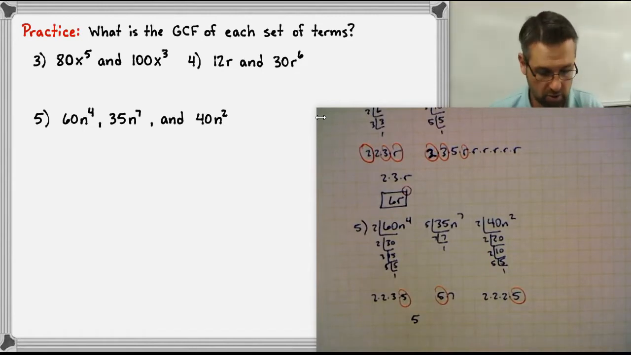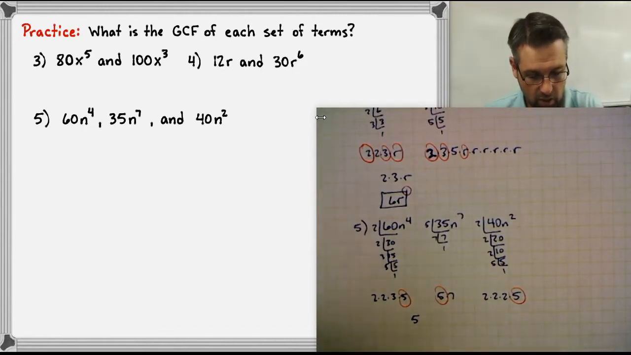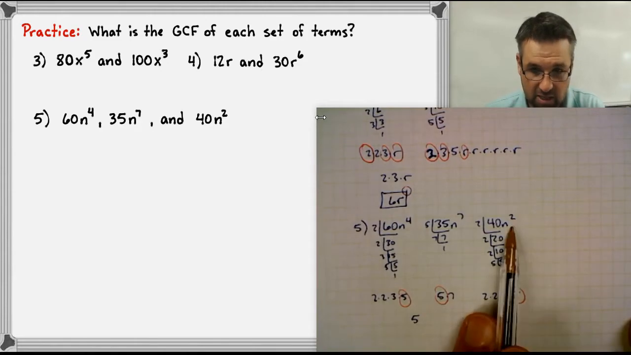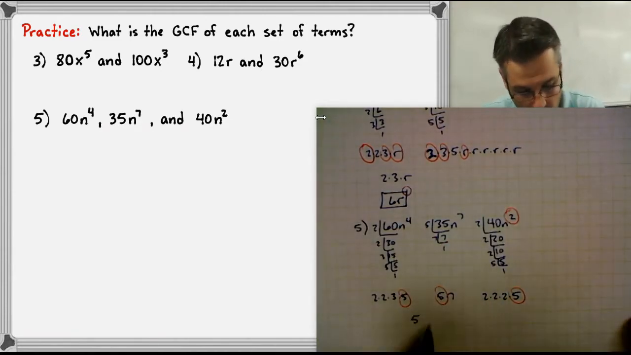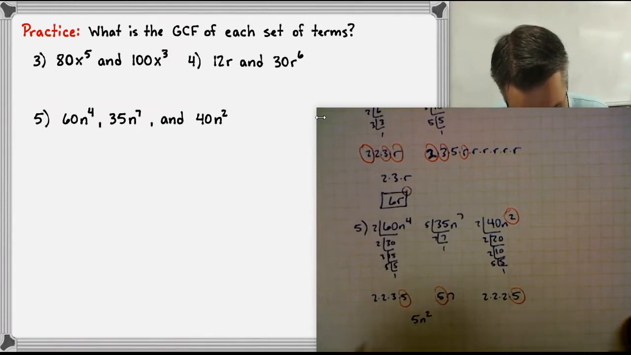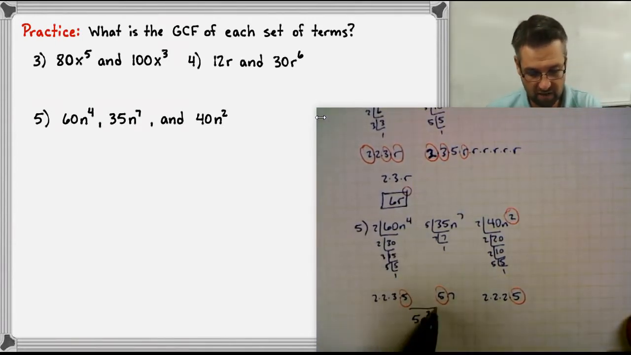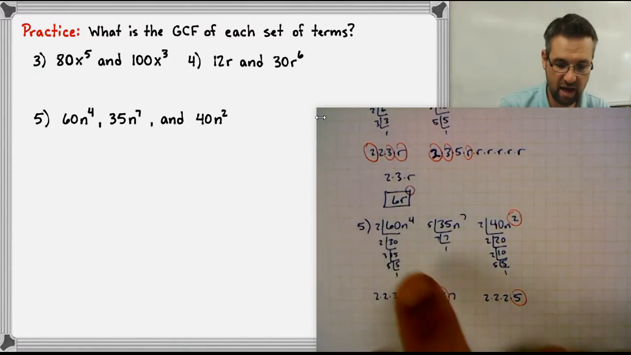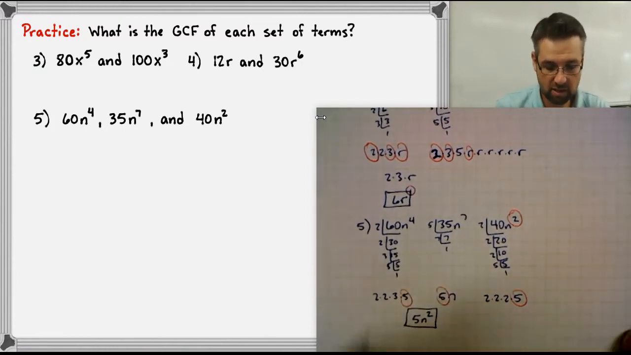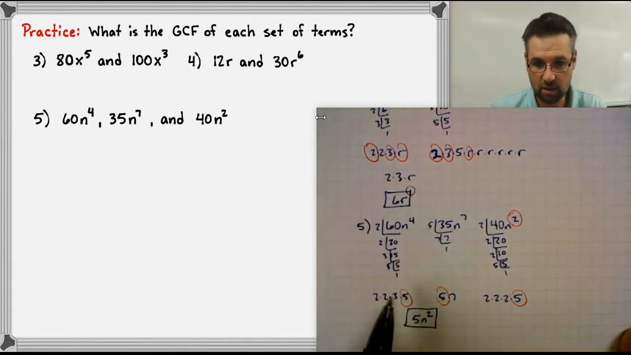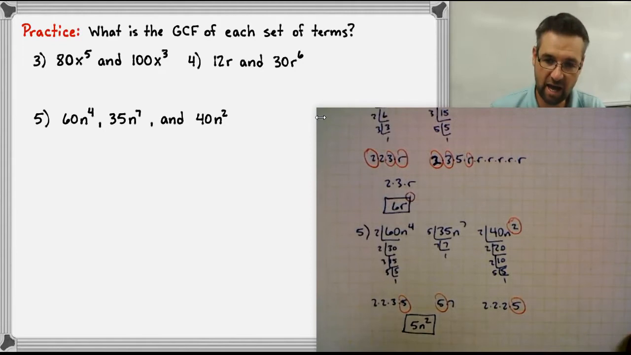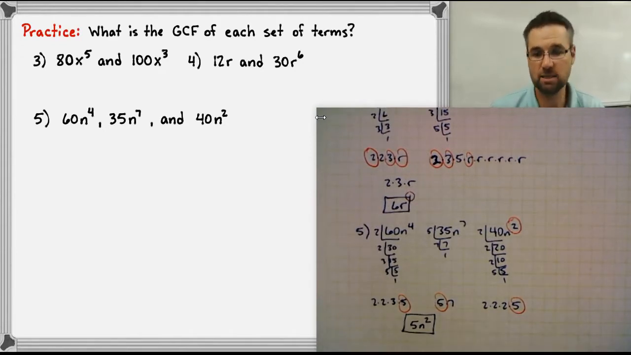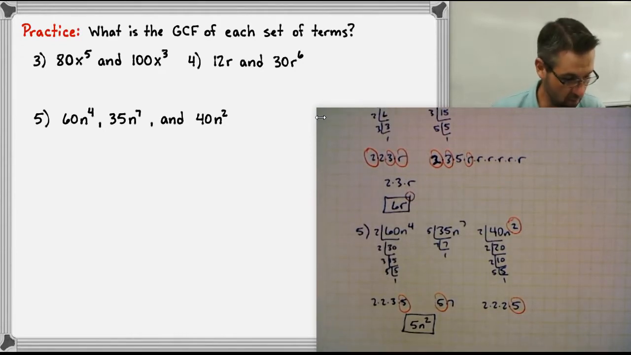What about the variables? Based on what we just talked about, we look at the lowest exponent to find how many n's are in common. And so we end up with n squared. Okay, so that is my GCF, 5n squared. If you're having a hard time with that, then you would multiply this out. This one would be n times n times n times n. This one would be n times n times n times n times n times n times n. And this one would be n times n, and then you circle, and you would find out that in fact you only have two n's that are in common. So that's the GCF on that one, okay?